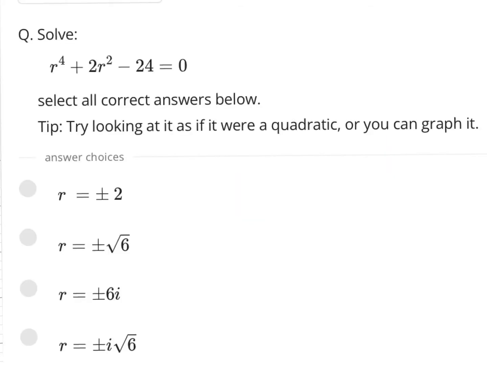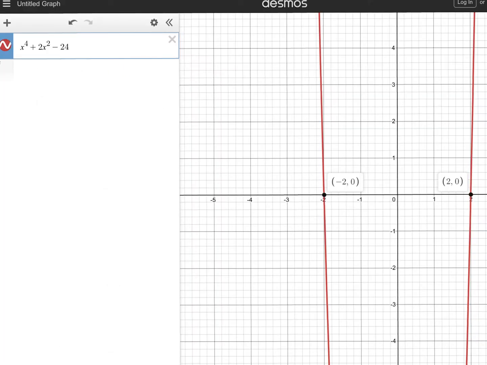On this particular question, it says, select all correct answers below. So it's a multiple choice, but it's not select one, you select multiple ones, all the ones that are correct. Tip, try looking at it as if it were a quadratic, or you could graph it. So if we were to take Desmos and type this in, and you zoom in appropriately, you'll see that it has the answers x equals -2 and x equals +2, because after all, the answers are the x-intercepts. So let's keep that in mind, -2 and +2.